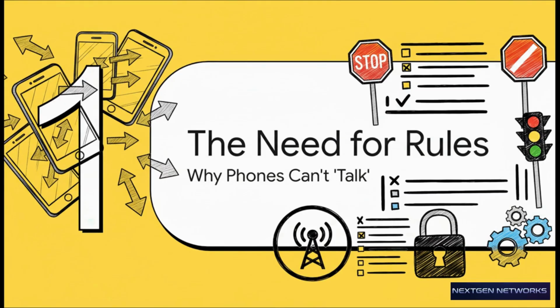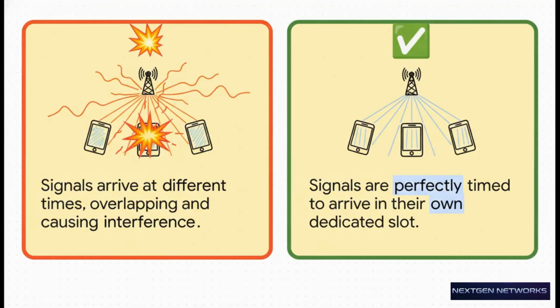A phone can't just start shouting data into the air whenever it feels like it. If every phone did that, the network would be pure, absolute chaos. There have to be rules of engagement. And this, right here, shows you exactly why.